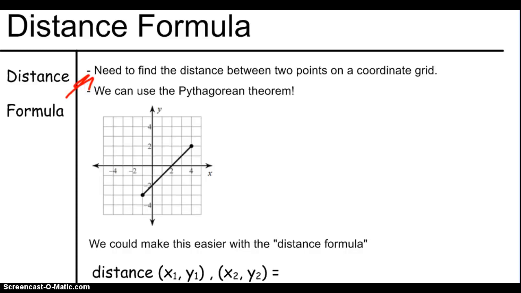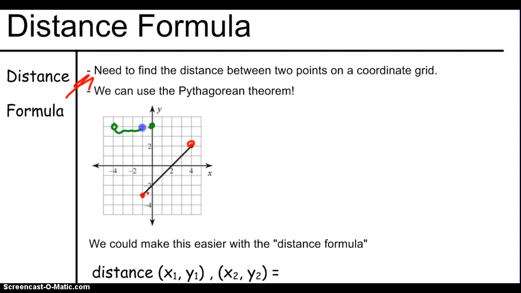Oftentimes we need to find the distance between 2 points on a coordinate grid, such as perhaps this point right here and this point right here. It would be very easy to find the distance between those 2 points if perhaps they were directly across from each other horizontally, like these 2 points in green. We could just count the distance between them using the grid marks.